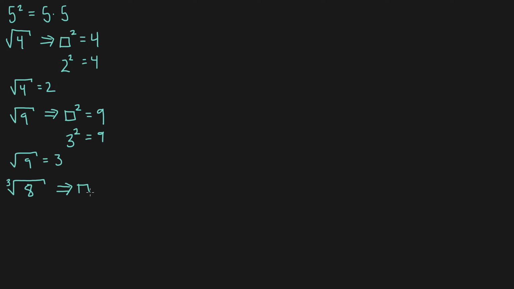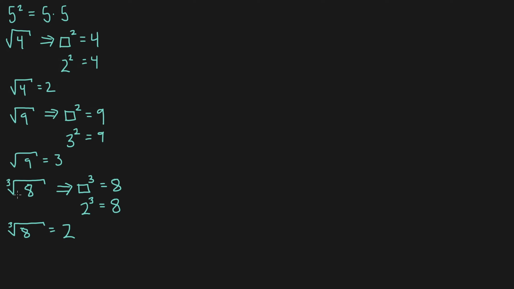It's the same basic idea here. We have some mystery number that when we cube it, or multiply it by itself 3 times, we get 8. Well, what number when we multiply it by itself 3 times gives us 8? Well, 2 times 2 times 2 is equal to 8. So 2 cubed is equal to 8. And that means that the cube root of 8 is equal to 2. So, quick review of radicals there. So let's see how this relates to rational exponents.